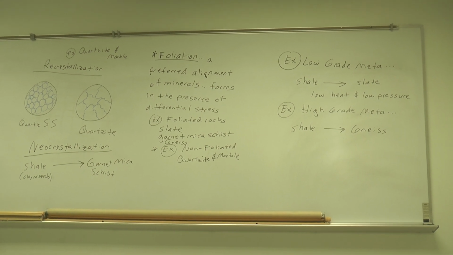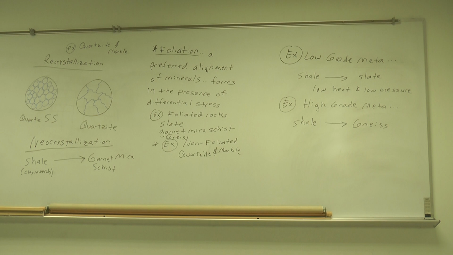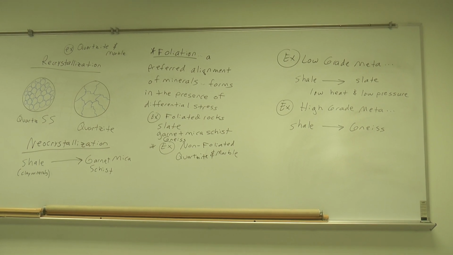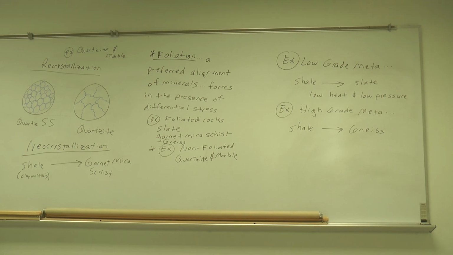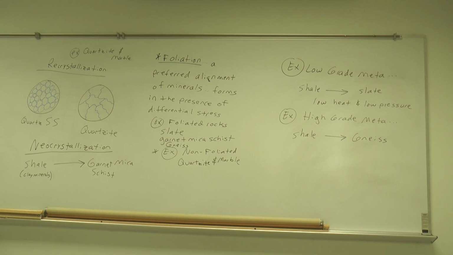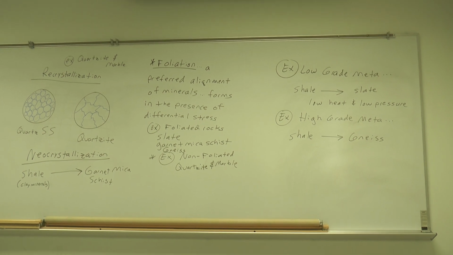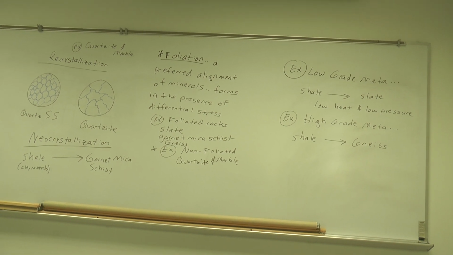And what does that mean? It just means that there is no preferred mineral alignment. It's still a metamorphic rock. Quartzite and marble are both metamorphic rocks, but there's no alignment of minerals. It's just interlocking crystals of either quartz or calcite.